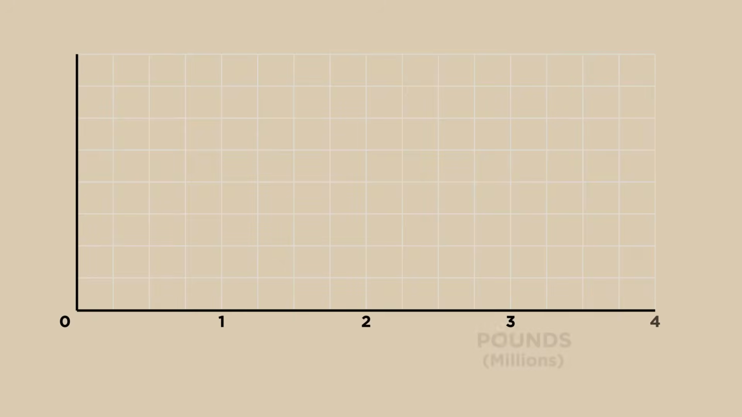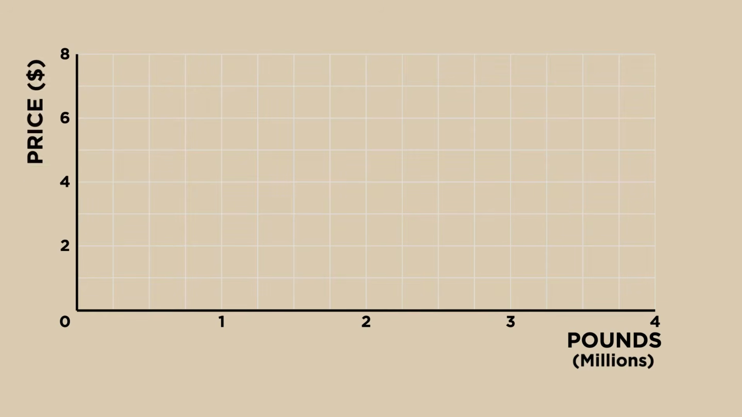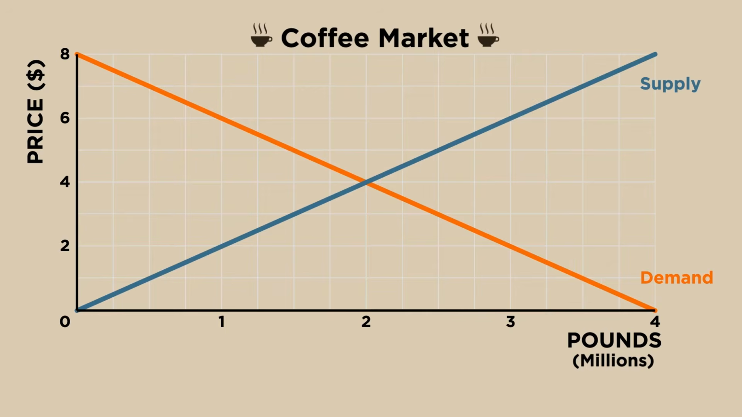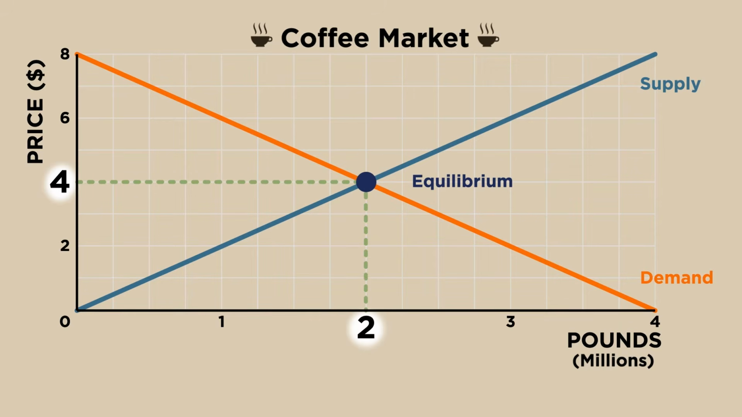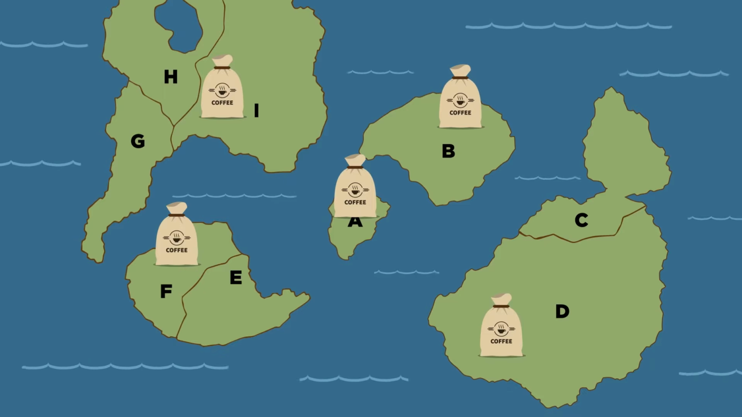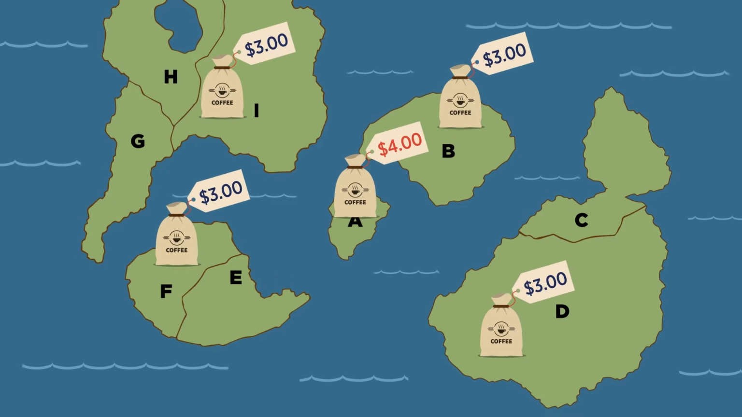And let's look at this graphically. On the x-axis, we have pounds in millions, and on the y-axis, we have the price. The equilibrium price is $4 per pound, and the equilibrium quantity is 2 million pounds of coffee. Now, let's introduce trade with other countries. First, we'll imagine other countries can grow and manufacture coffee at a lower price.